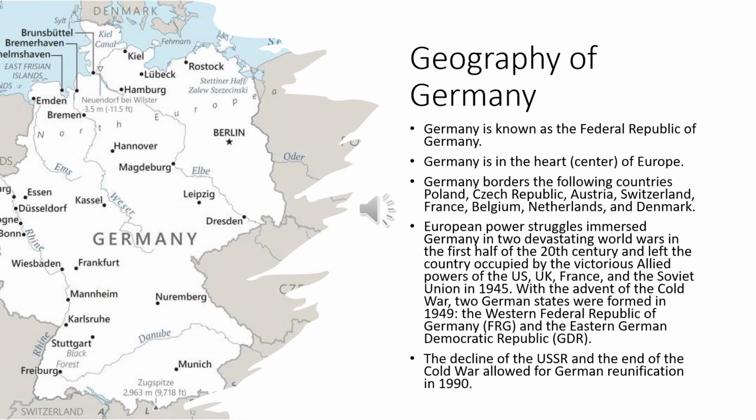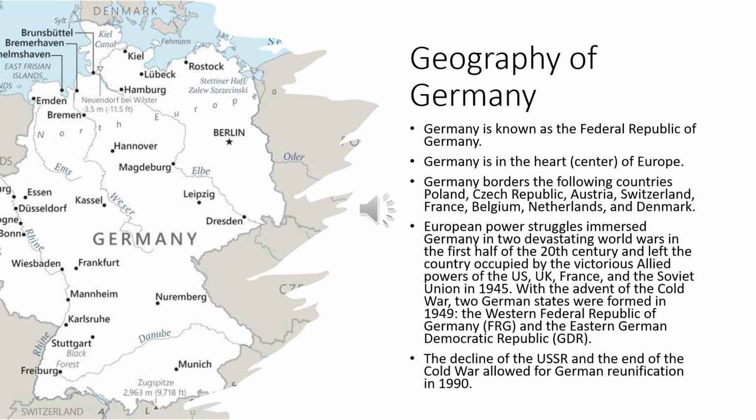Let's talk about Germany. Germany is known as the Federal Republic of Germany. Germany is in the heart or the center of Europe. Germany borders the following countries: Poland, Czech Republic, Austria, Switzerland, France, Belgium, Netherlands, and Denmark. European power struggles immersed Germany into two devastating world wars in the first half of the 20th century and left the country occupied by the victorious Allied powers of the US, UK, France, and the Soviet Union in 1945.